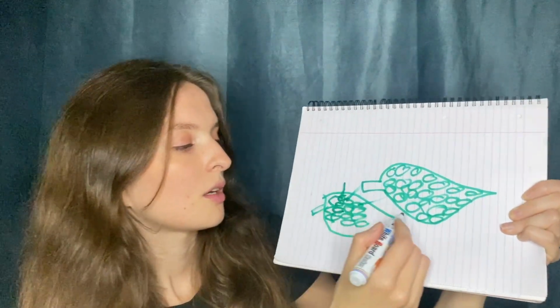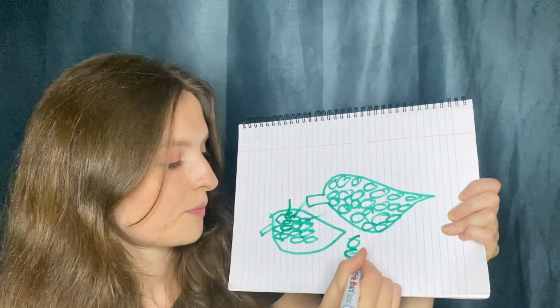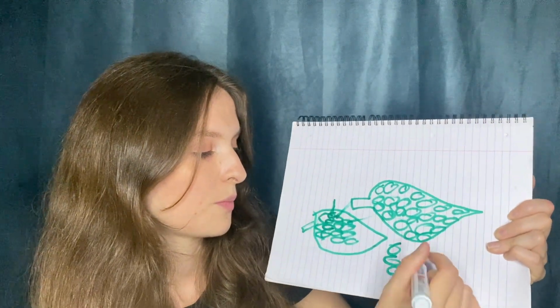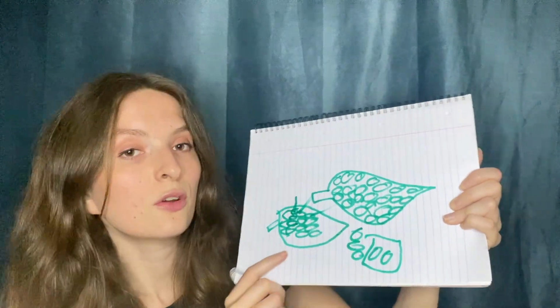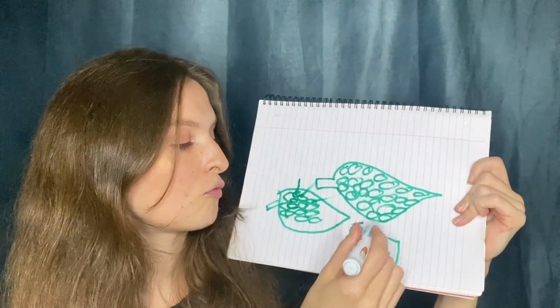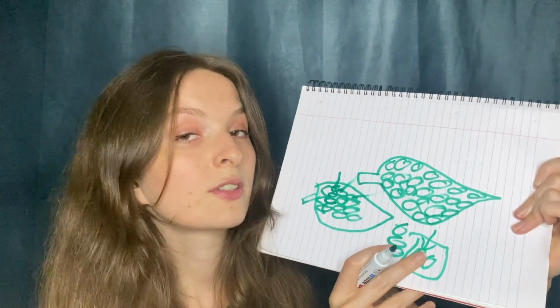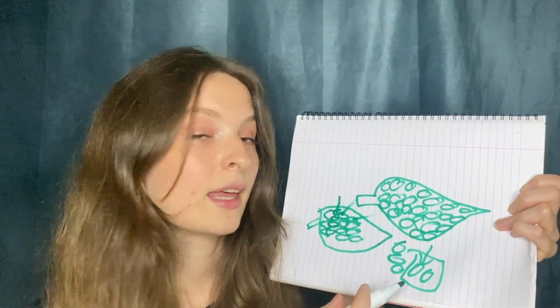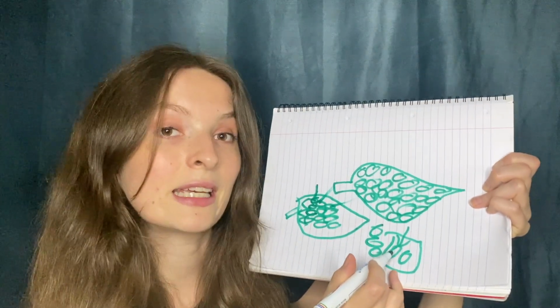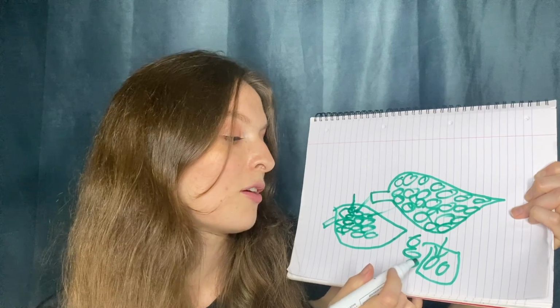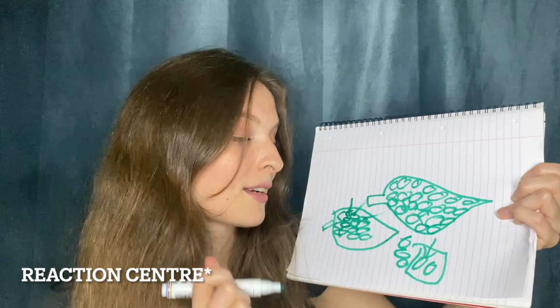and so the energy travels via resonance energy transfer through the pigments until it reaches the reaction centre. Each photosystem has a reaction centre. This is the reaction centre, and they're also photosynthetic pigments, and these are called the P680 molecules, and these are the pigments at the centre of the reaction complex.